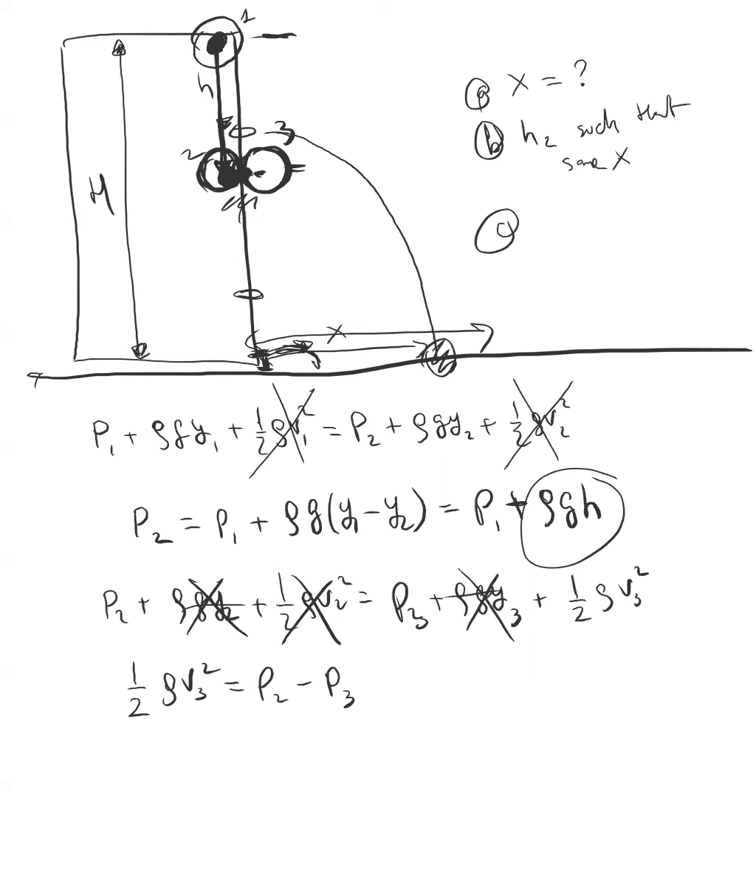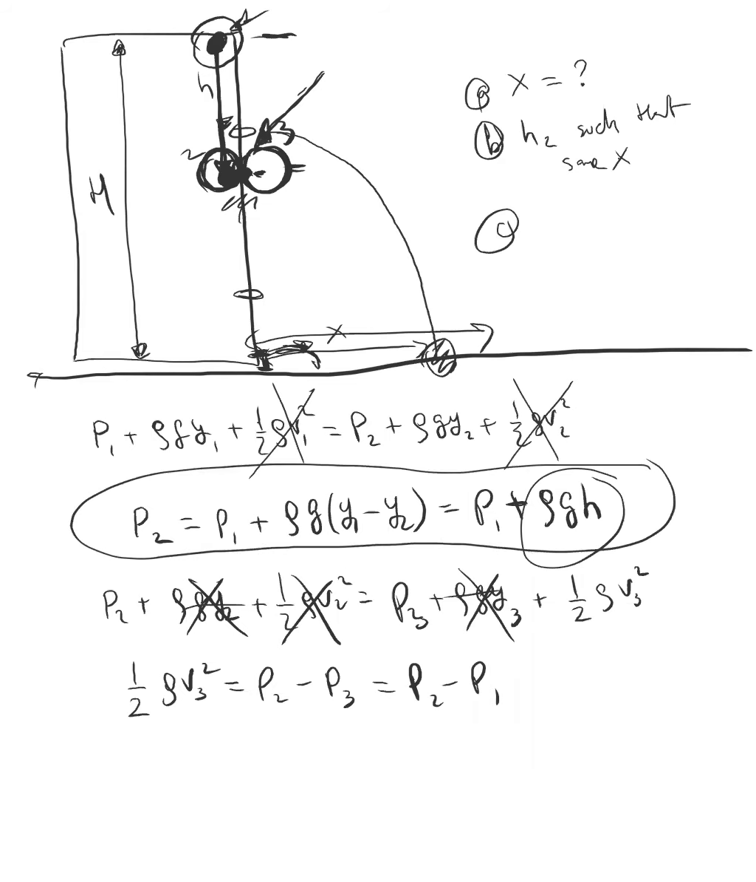And now I think this is the key thing here. I notice that pressure here is the atmospheric pressure because I'm now outside of this container. So pressure at point 3 is the same as pressure at point 1. I have pressure 2 minus pressure 1. And from this equation on top, pressure 2 minus pressure 1 is rho G times H.